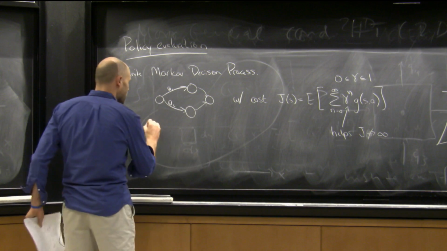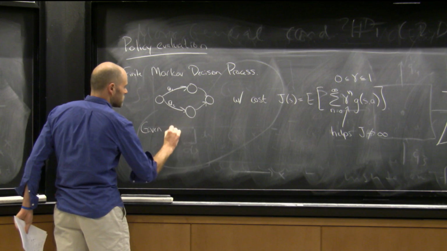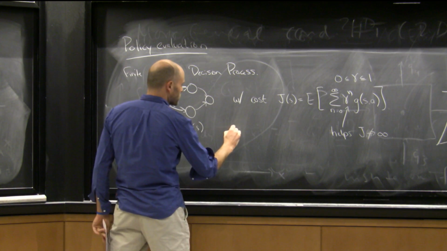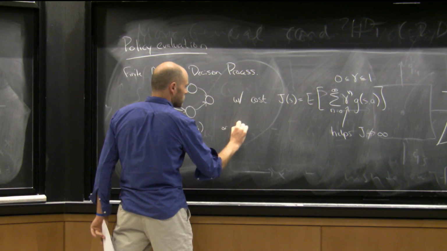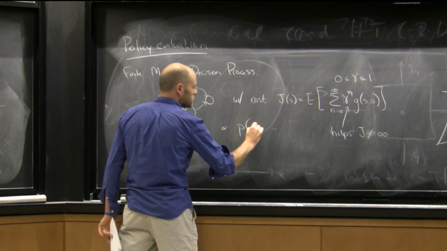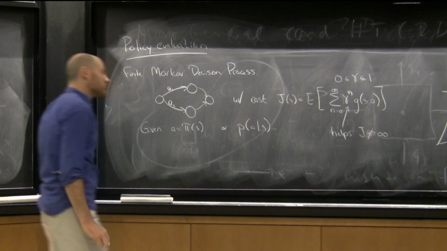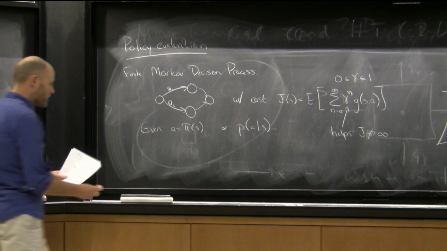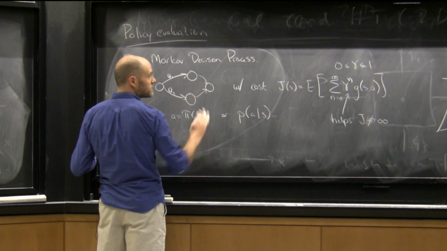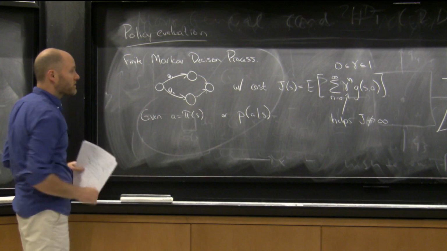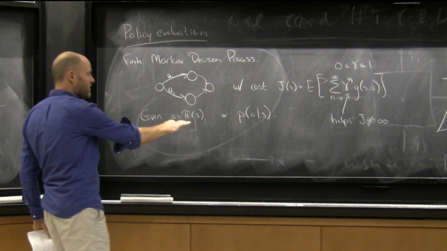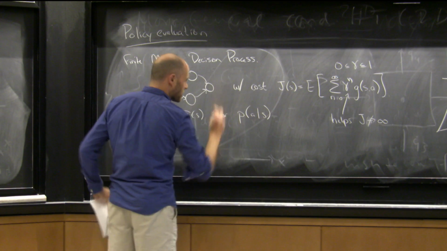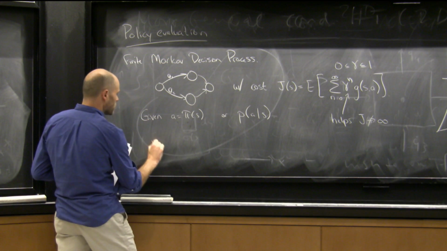Okay, so if I'm given a policy or some probability distribution, then how do I do policy evaluation? Well, in the particular case of a Markov chain or a Markov decision process, it's easy. Once I have the policy, it becomes a Markov chain. If I have a probability distribution, it's still trivial. And you use the recursion.